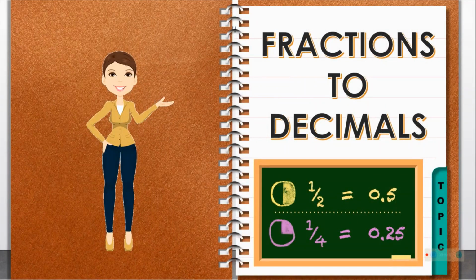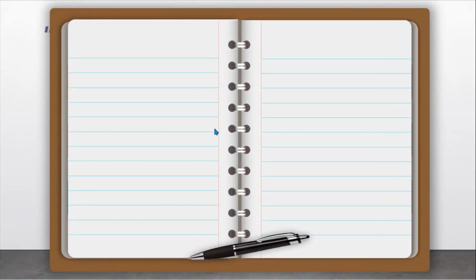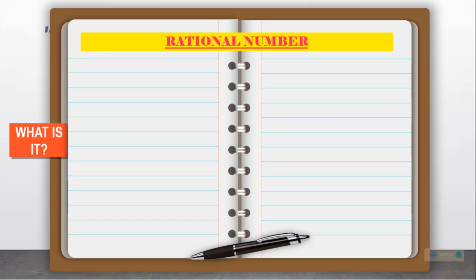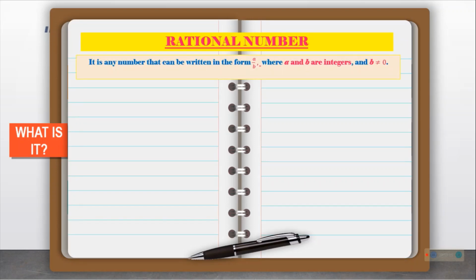So ang lesson natin ngayon is all about how to convert fractions to decimals. So first, we will define what is a rational number. A rational number is any number that can be written in the form a over b, where a and b are integers and b is not equal to 0.